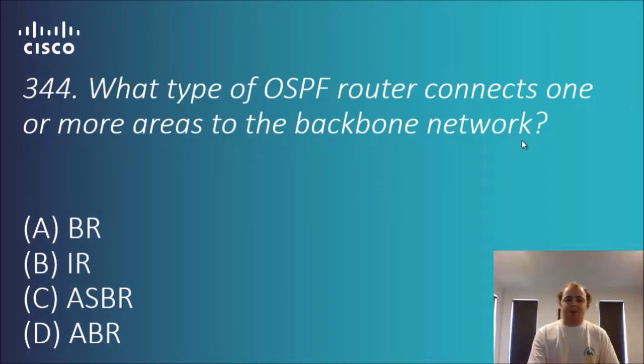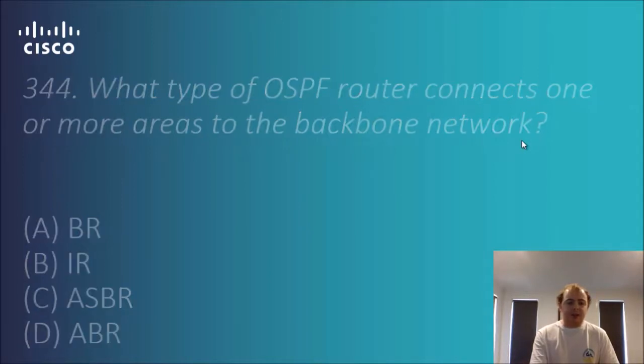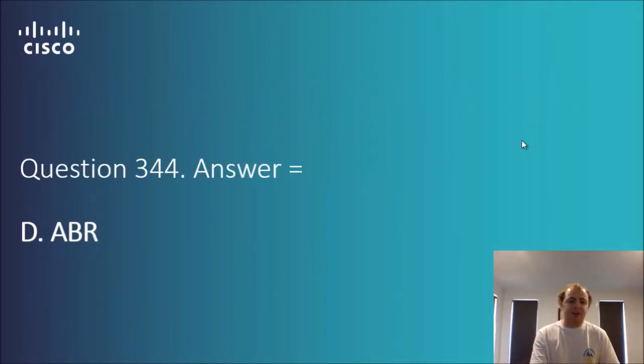344, what type of OSPF router connects one or more areas to the backbone network? We've got BR, IR, ASBR and ABR. So in this one, we will go with D as the answer, ABR, which is the area border router.